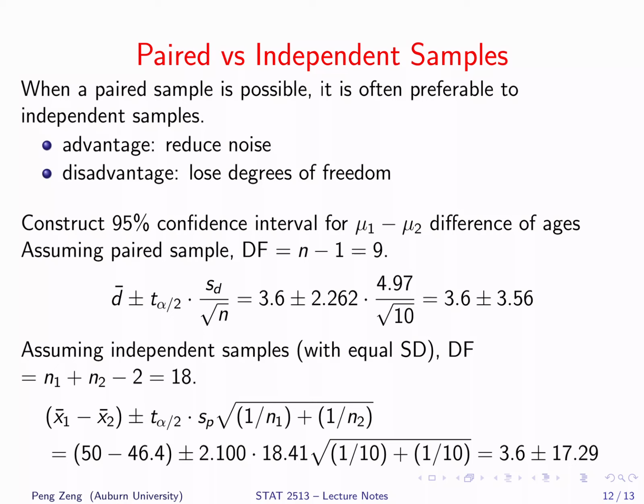Why do paired samples lead to a smaller margin of error? When we construct confidence intervals using the independent samples approach, there are two types of variabilities among the data: the difference within each pair, husband and wife, and the variability among couples. However, when we apply the paired sample approach, the variability among couples is cancelled out because of the calculation of difference. We only focus on the difference within each couple. This is the main reason that paired samples lead to a more accurate result.